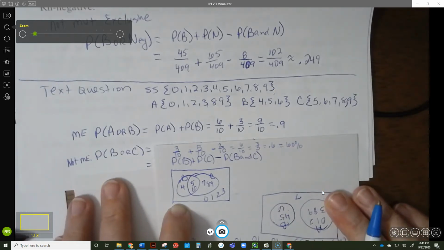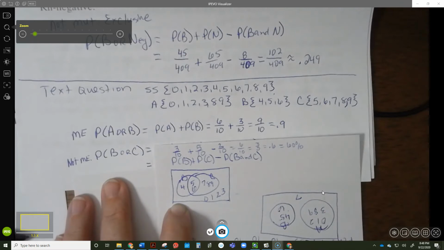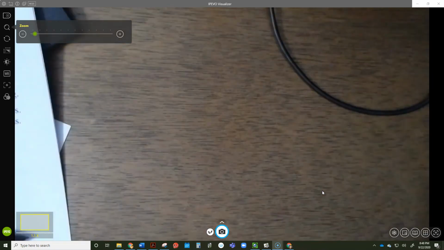All right. So that one is on the test, and I can't tell you how many people missed that one. I don't know, but they do. Okay, so that's it for section 3.